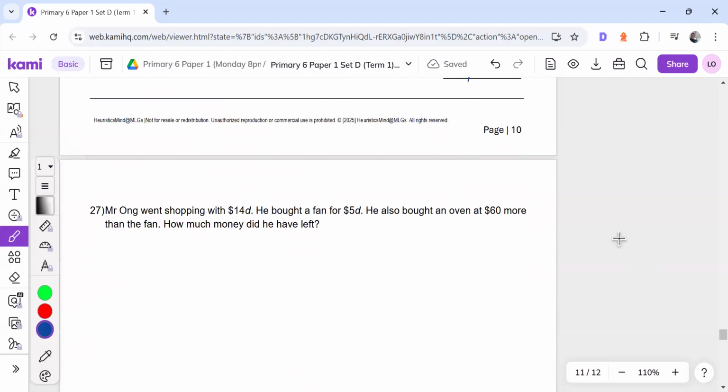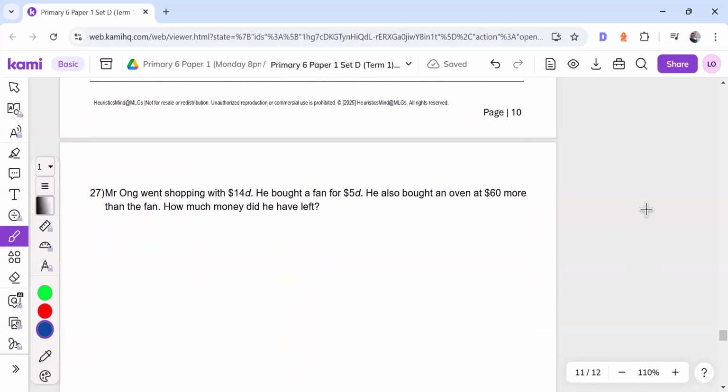Okay, let's go to question 27. Okay, how to do that? Now, algebra. Mr. Ong went shopping with $14D. He bought a fan for $5D. He also bought an oven at $60 more than the fan. How much money did he have left? Okay, how to do that? Well, the fan is 5D, right? The oven is $60 more than the fan. So you can actually do something quite easy. The fan is 5D, and then the oven must be 60 plus 5D. Am I correct? $60 more.